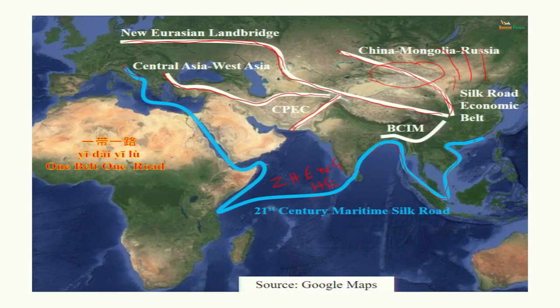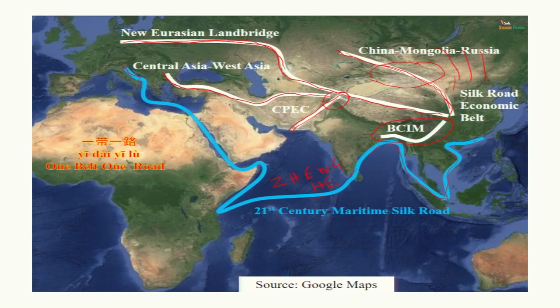Then there is also one concerning India, that is Bangladesh, China, India, Myanmar, BCIM. India was a bit interested in this because it wanted Chinese money to be invested in India. But once this became part of the Belt and Road Initiative, and CPEC also is a part which infringes upon sovereign Indian territory in Gilgit-Baltistan, India has abandoned this particular project and Bangladesh also doesn't seem to be very interested.